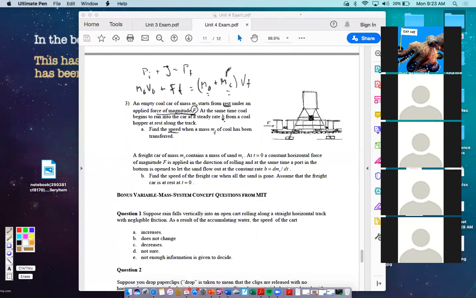Or you can say, well, wait a second, the mass of coal that's being added, it's being added at a constant rate B. So that rate times time is going to be the mass of coal that was added. However you look at it, your answer is going to be this. The velocity is going to be force times time over m naught plus either MC or Bt. I wanted everything in terms of time in my answer, so I did that. Okay?